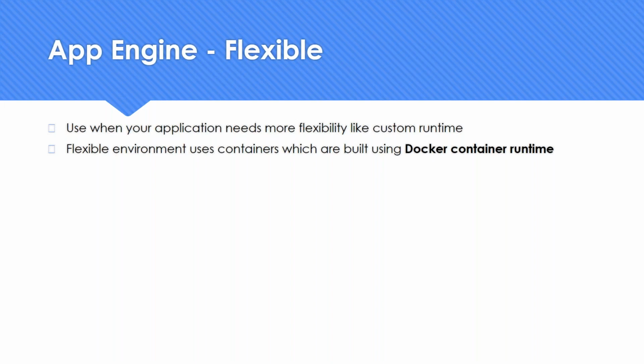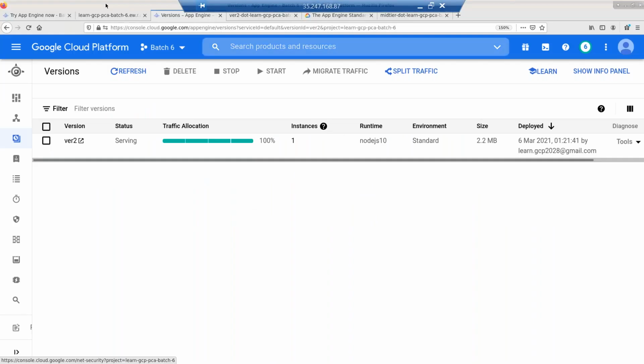So let's try to use the same hello world example, but a different runtime which is not supported by App Engine standard. So Node.js 8 is what we are going to deploy, and this deployment is going to take around 10 minutes, folks. So we can use that time for our break also. Let me just start the deployment and then we'll go for a break.